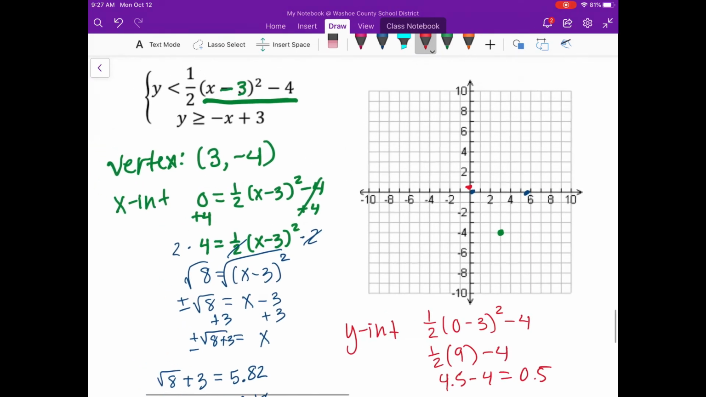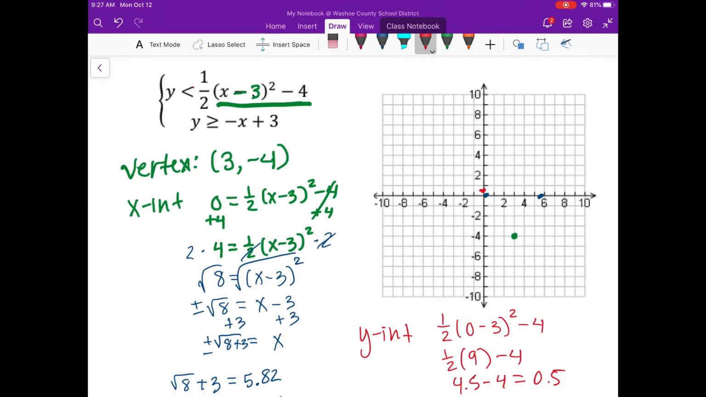Okay, so that's all I have to sketch my graph. In this case, it's going to be a dotted line parabola because it's just less than. So do your best and kind of sketch a parabola that's dotted or dashed. So as long as it's obvious that it's not solid. So that is a sketch of your parabola.